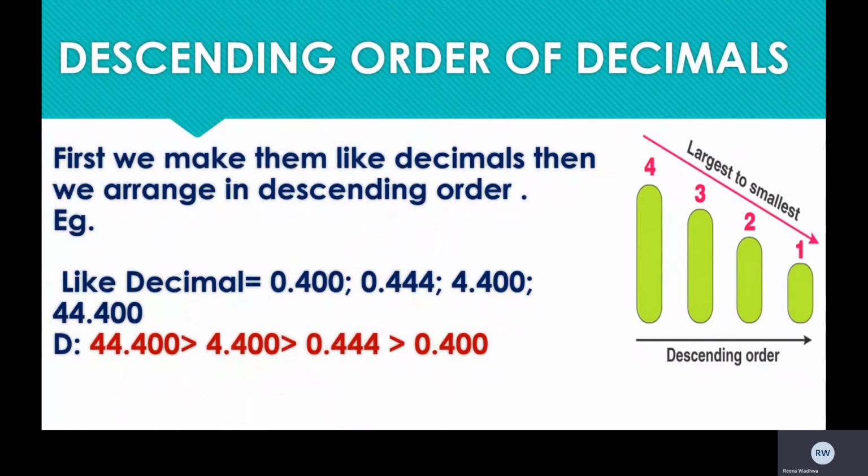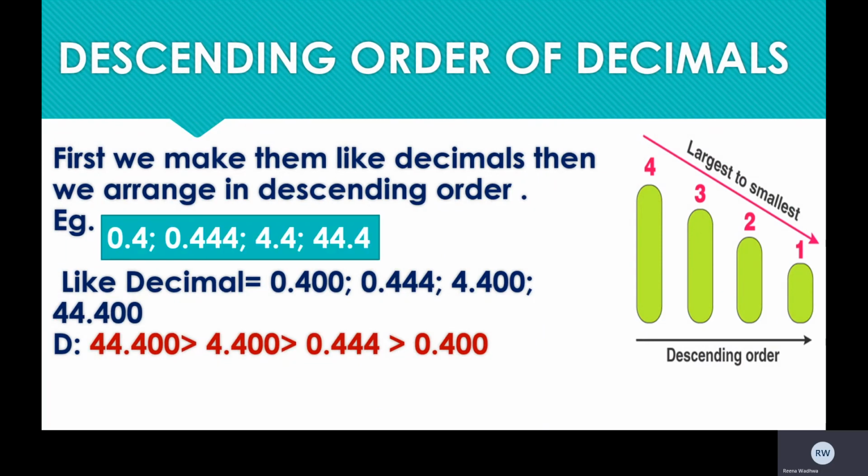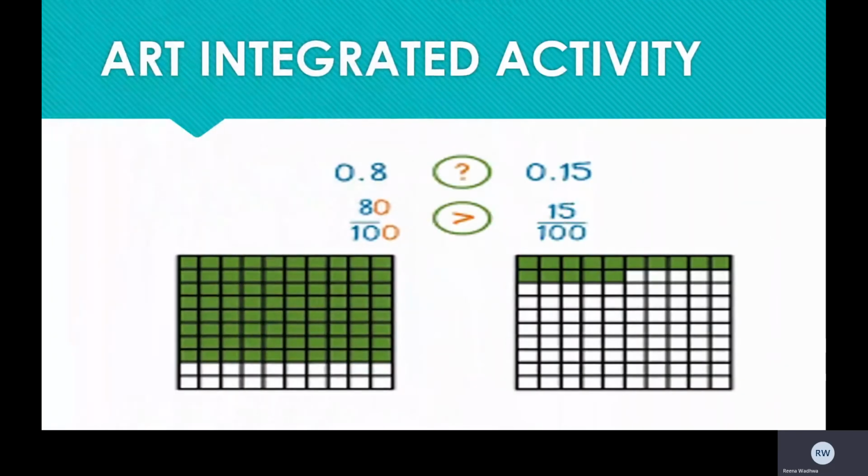For descending order, first we make them like decimal, then we arrange them in descending order. Here we have the numbers. First we make them like decimal like this by adding zeros. Then the biggest number will be the first, then this, and this is the lowest, from largest to the smallest. That is descending order of decimal numbers.